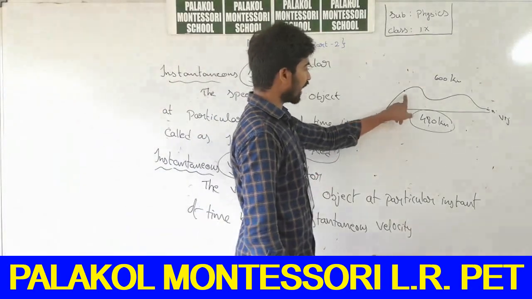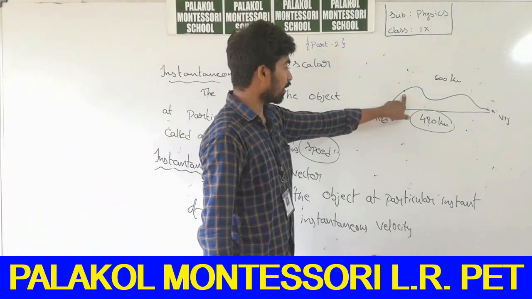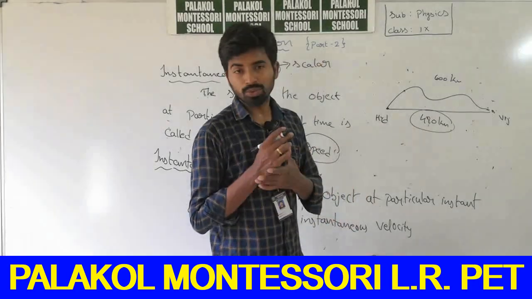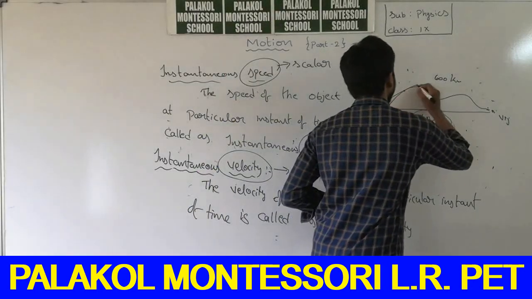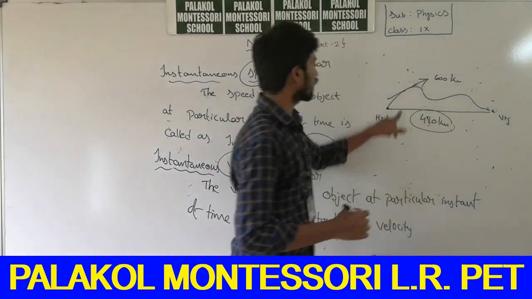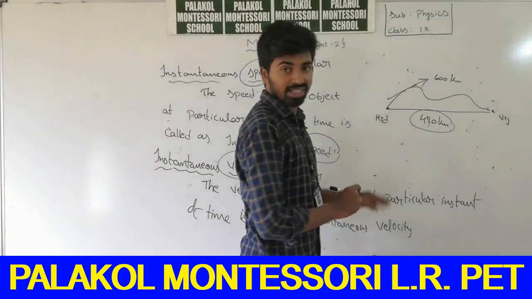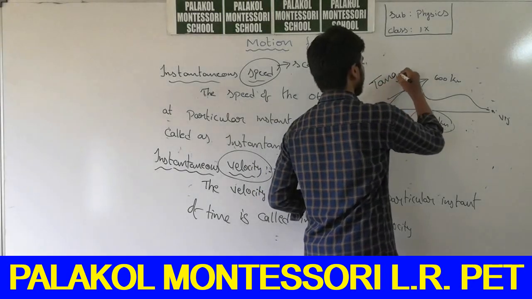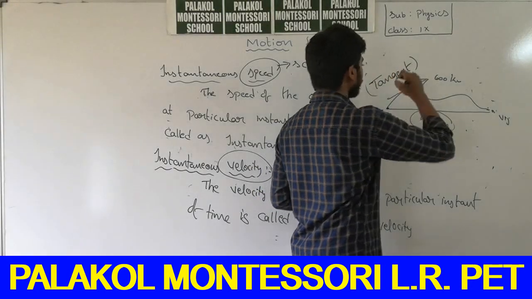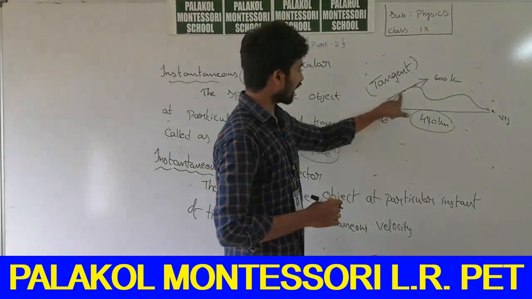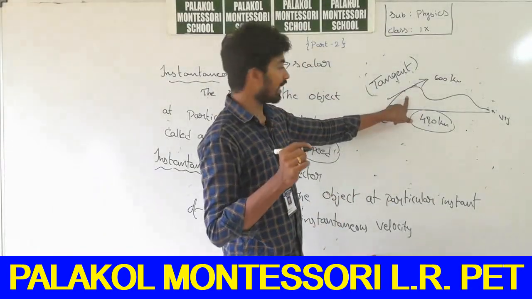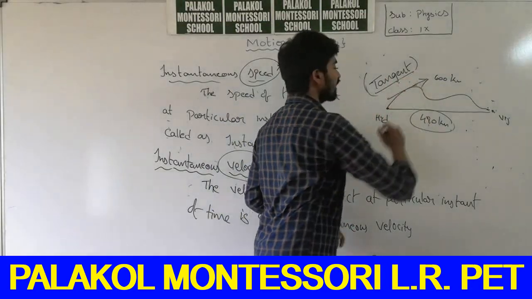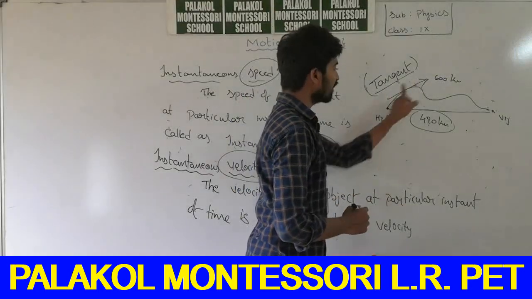If you want to know the direction of velocity at this point, you need to draw a tangent to this curve. This tangent will represent the direction of velocity. What is meant by tangent? The line which intersects the curve at a single point is called a tangent, and the tangent gives the direction of the velocity.